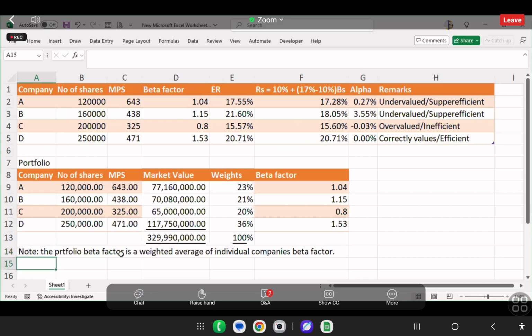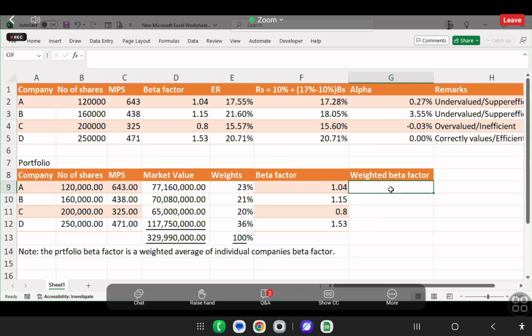Individual company beta factor. If I need to determine the weighted beta factor, I will come and say, let me put it here, this is equal to the weight multiplied by the beta factor, like that. This one becomes the weighted beta factor for each.